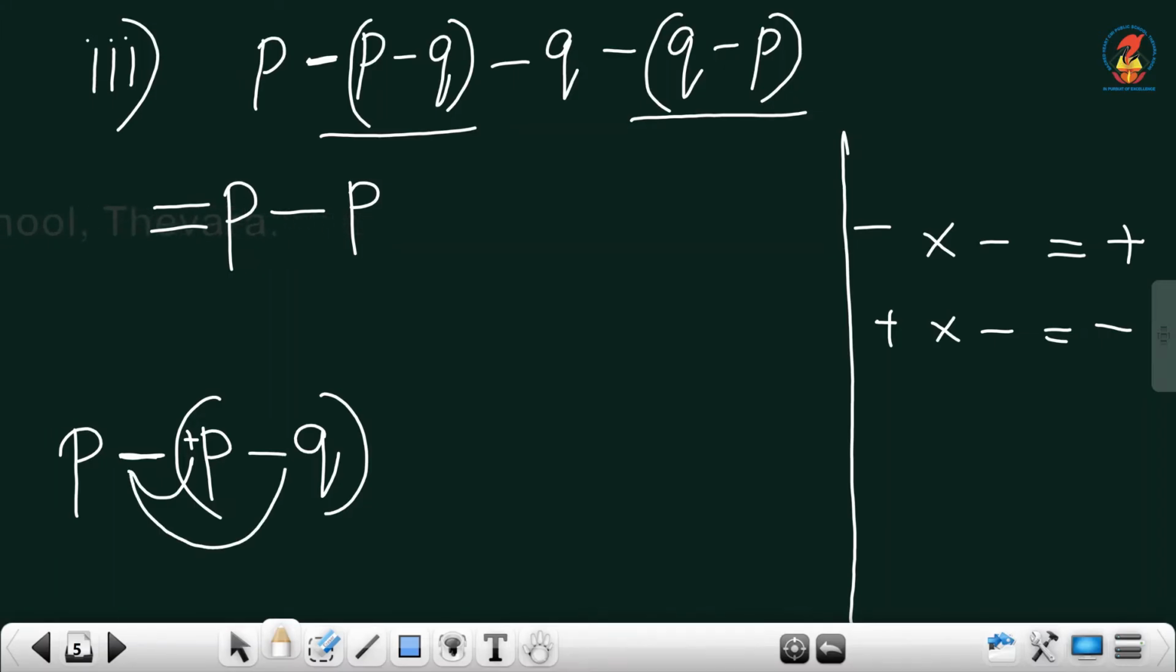In the same way, negative into negative, what is the answer? Negative into negative is plus. So you can write plus Q. Okay children, negative into positive is negative, that's why we are writing negative P. Negative into negative is what? Positive, that's why we are writing positive Q. Now the remaining term is the same, minus Q. Again a bracket is coming.